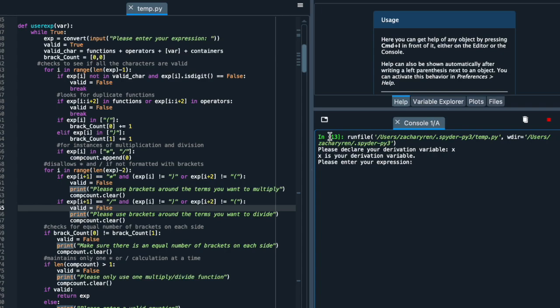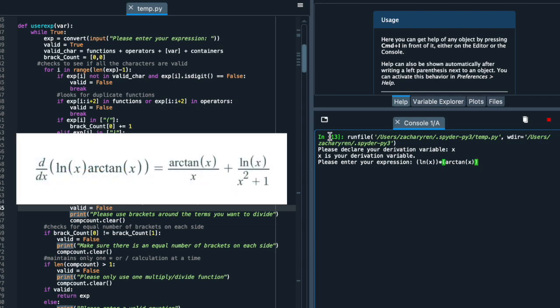Okay, so for this part of the video, I will be showcasing a couple of examples. So the first example we will use is ln x times arcsin or arctan x. Now this is just a standard multiplication rule, and this is what it yields us. And we'll put the actual answers to the expressions on the screen so you guys can cross-reference.